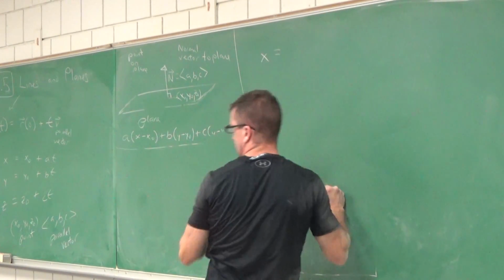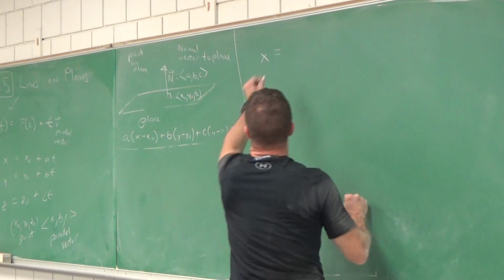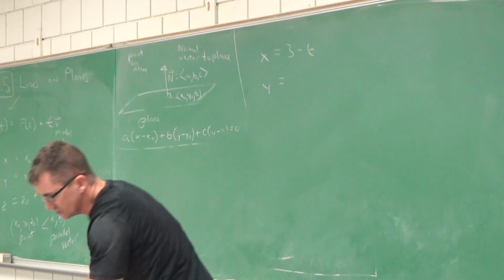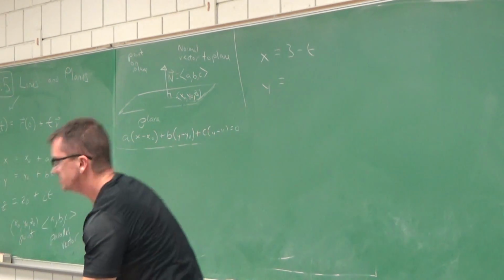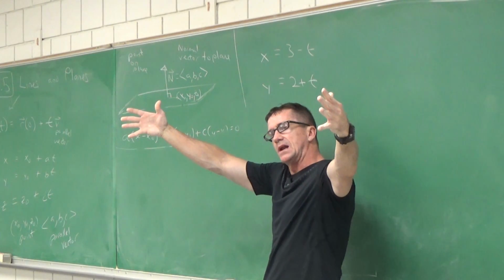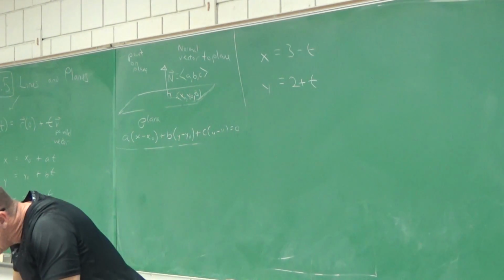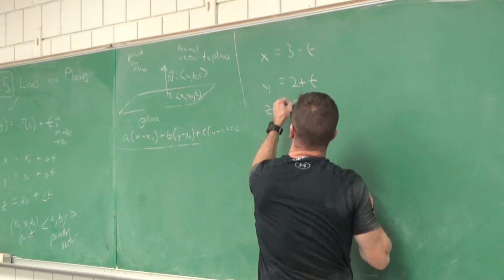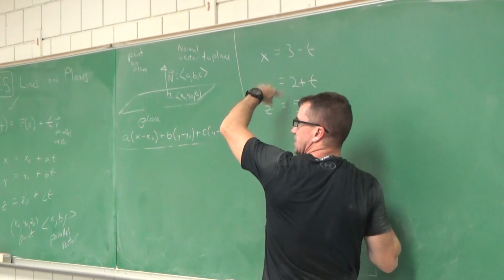They gave the parametric equations of a line. x equals 3 minus t, y equals 2 plus t. Remember, I'm writing this vertically. A lot of times it's written horizontally with commas between them. And z equals 5t. So I'm going to agree these are the parametric equations of a line.